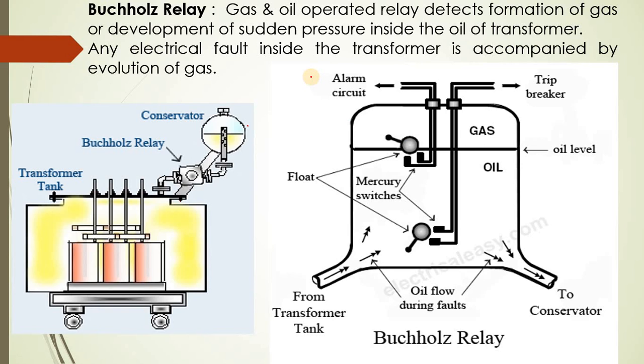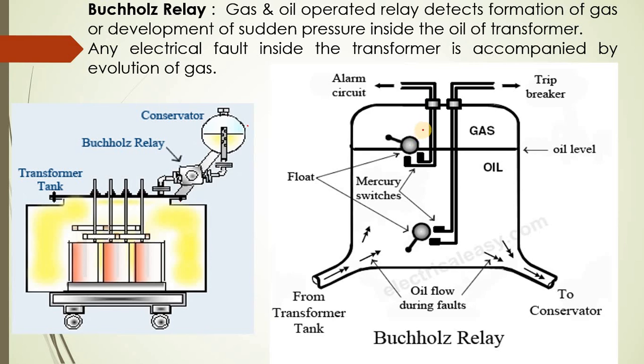The gas and oil operated relay detects the formation of gas and the development of sudden pressure inside the oil of the transformer. Any electrical fault inside the transformer is accompanied by the evolution of gases. When those gases transfer from the main transformer tank, they pass through this and then transfer to the conservator tank. Here you can see that this is the alarm circuit and this is the trip circuit.